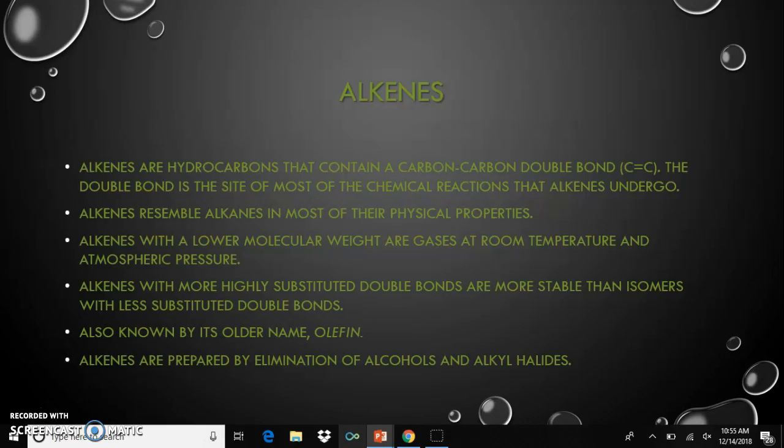Alkenes with more highly substituted double bonds are more stable than isomers with less substituted double bonds. Alkenes are also known by the older name olefin because they form oily liquids on reaction with chlorine gas. Alkenes are prepared by elimination of alcohols and alkyl halides.